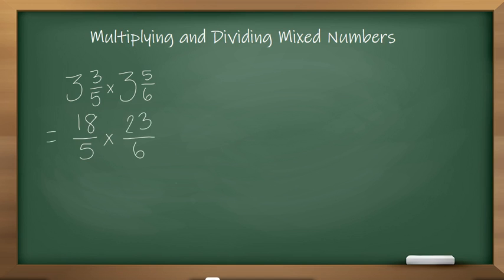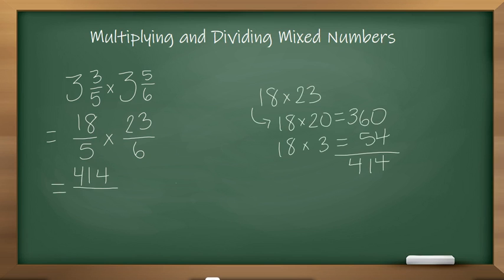Then I've got 18 times 3. So double 18 is 36, and then 18 more would be 54. So if I combine those, my 360 plus 54, I get 414 for my numerator. For my denominator, I'm just going to do 5 times 6, which is 30.